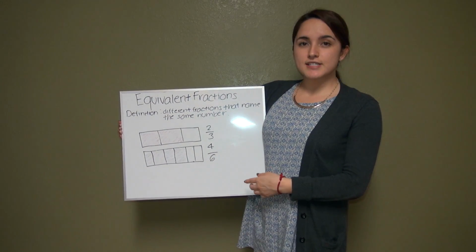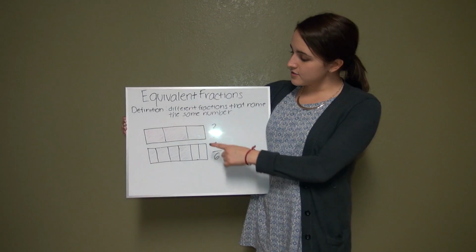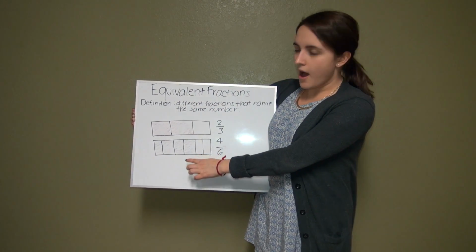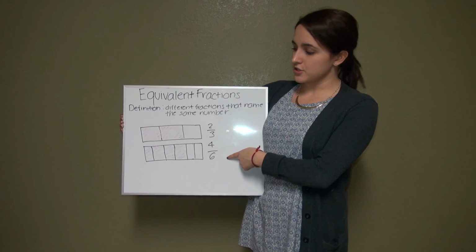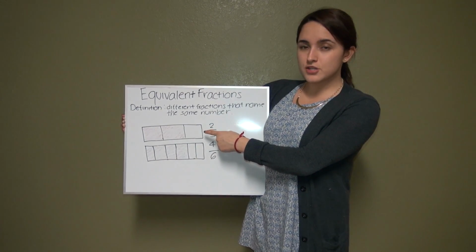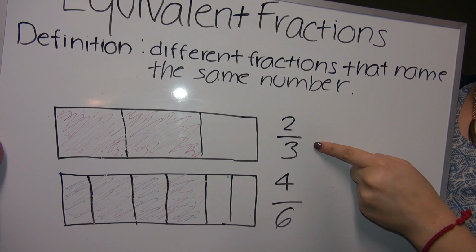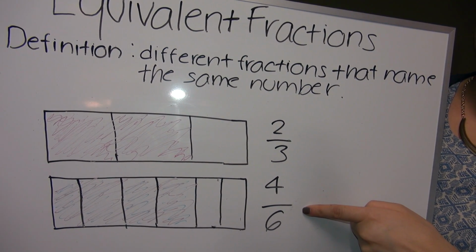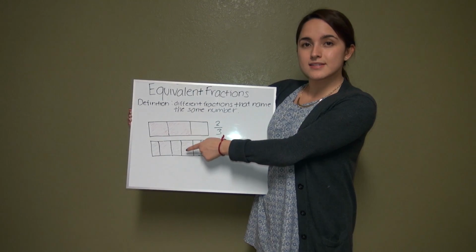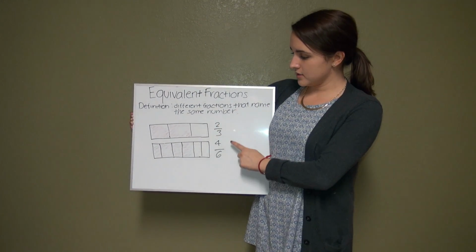Here we have another example of equivalent fractions. As you see, we have the same parts that are shaded, but they represent a different fraction. So on this shape, 2 out of 3 are shaded. On this one, 4 out of 6 are shaded. But you can see it represents the same, but it's different fractions.